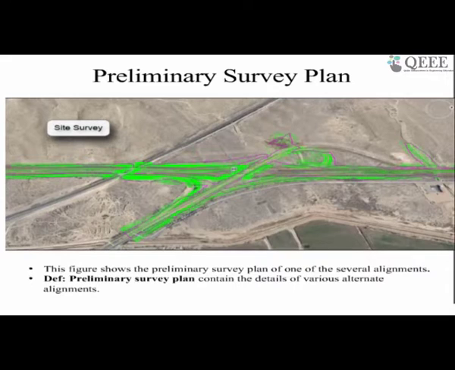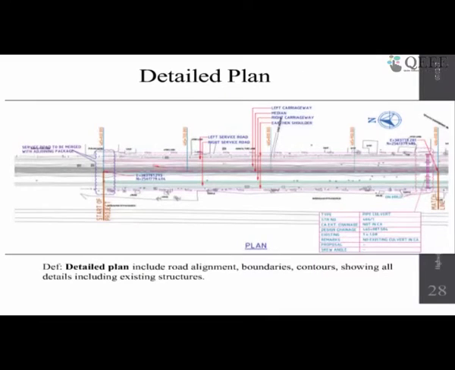And then we go for the preliminary survey. If we know our alignments, we do some survey around that: what is there, what is the soil type, what difficulties are going to be there. This is one of the survey maps you can see for an intersection improvement, and they just go around this area to find out various alternatives, what improvements they need to do. And once we do the preliminary survey and finalize our alignment, we come to the detailed plan.